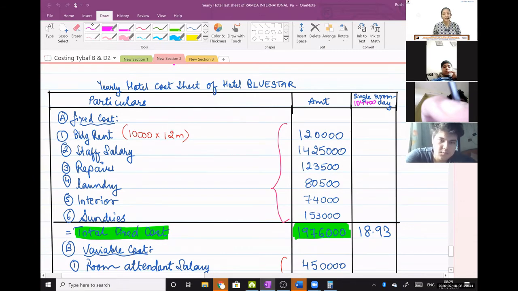Building rent 10,000 per month, but we are making yearly cost sheet. So 10,000 into 12 months. So that is 1,20,000. Next, staff salary 14,25,000. Repairs 1,23,500. Laundry expenses 80,500. Interiors 74,000. And sundries 1,53,000.